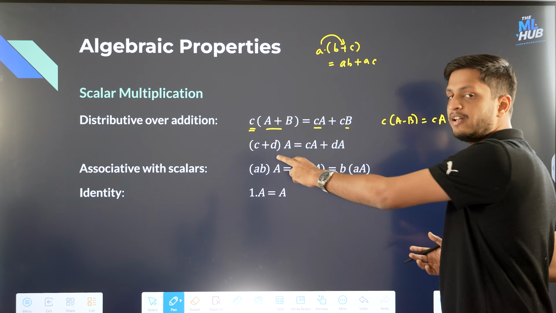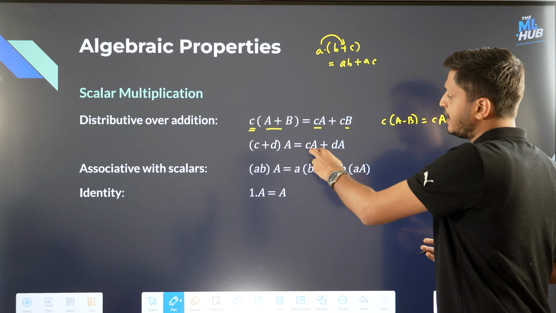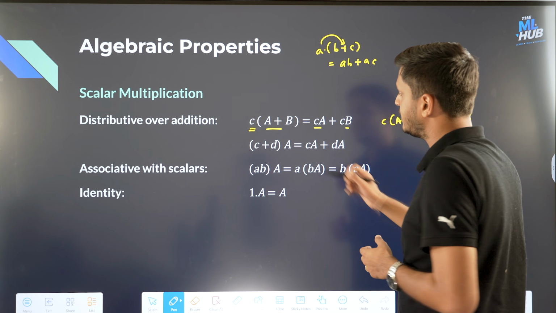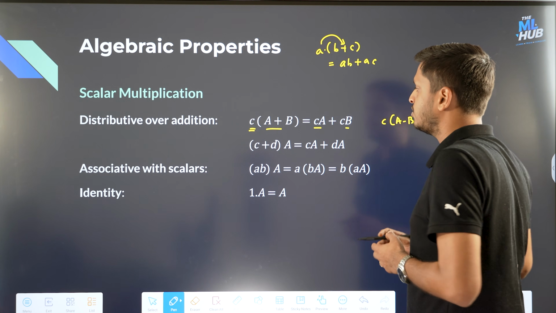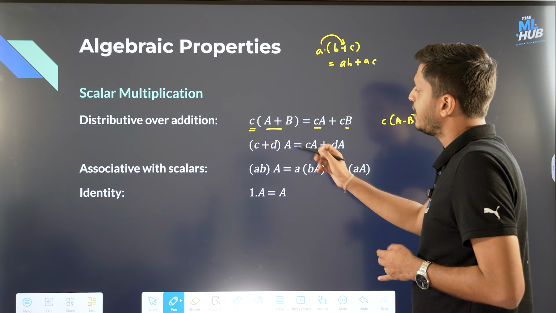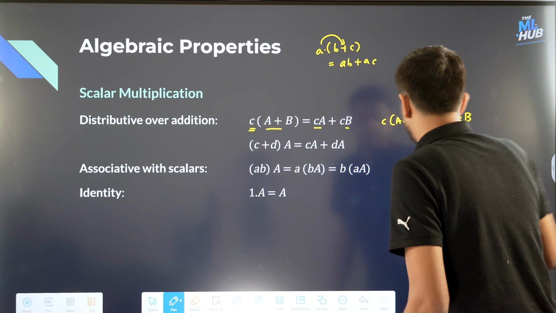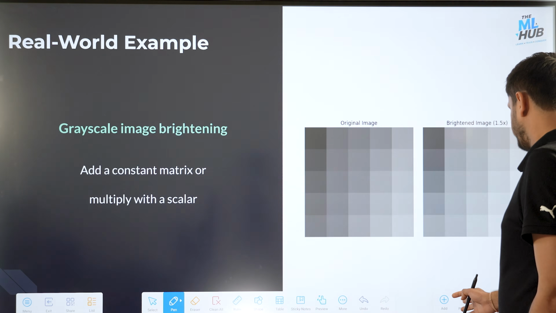Now the next is, you can say that (c plus d) times A. So now if you have two scalars added here, times A, it can be written as c times A plus d times A as well. So you can say that it is distributive both ways. Scalar multiplication is distributive over matrix addition, and scalar multiplication is distributive over scalar addition as well. So we can prove this one also very easily. Okay, let's try to prove it.